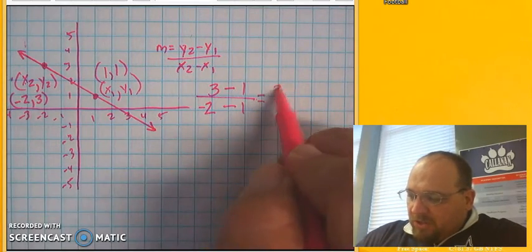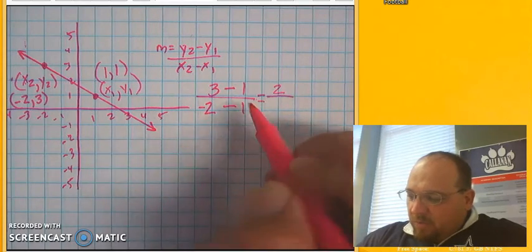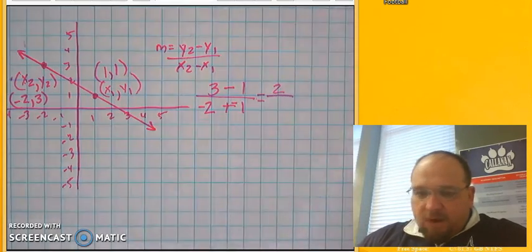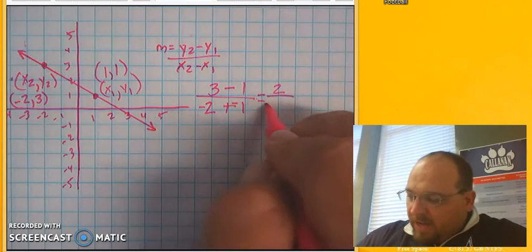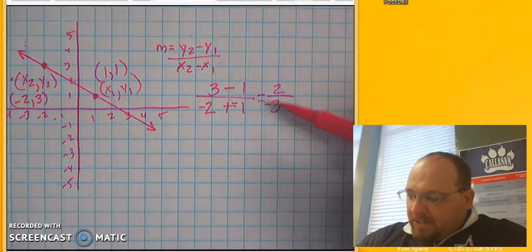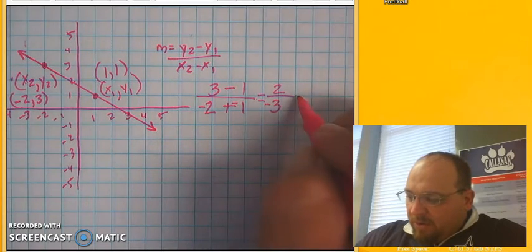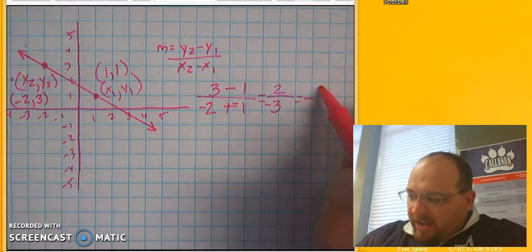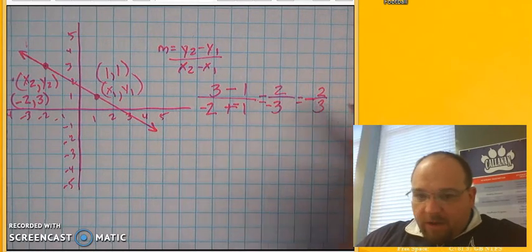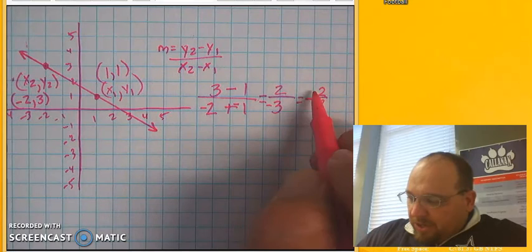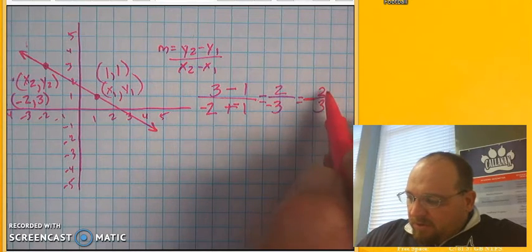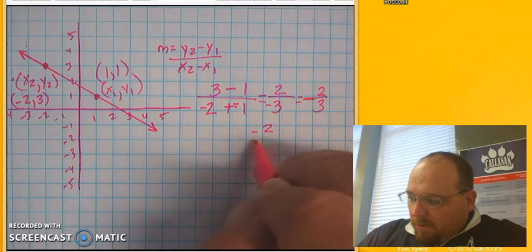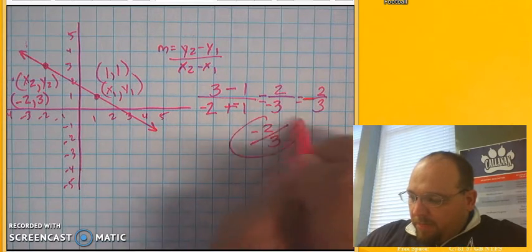Now I simplify this. 3 minus 1 is 2. Negative 2 minus 1 is the same as negative 2 plus negative 1, which is negative 3. I do not write slope with the negative in the denominator, so I'm going to rewrite that and put the negative out front as negative 2 over 3. So my answer is negative 2 over 3.